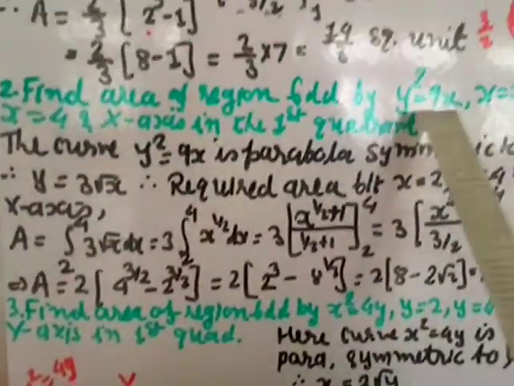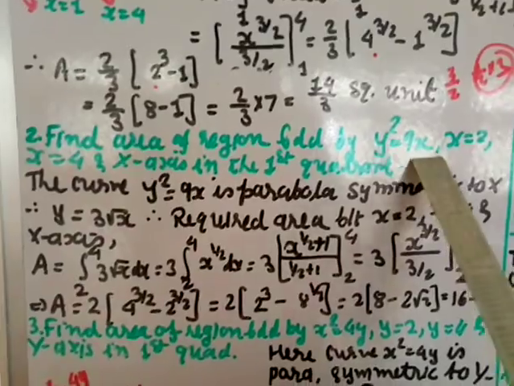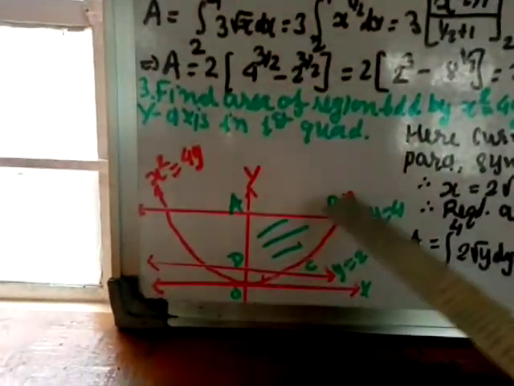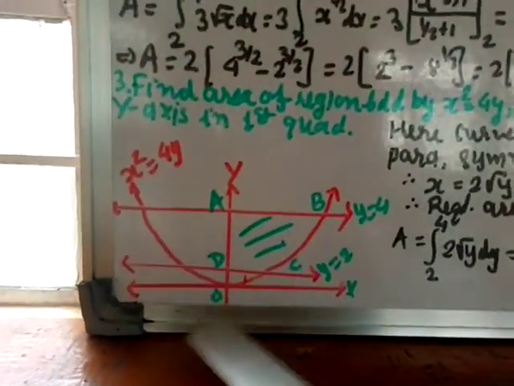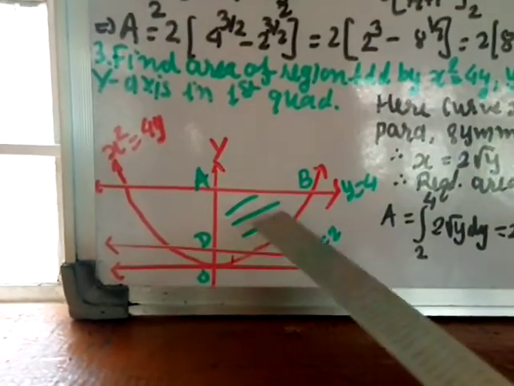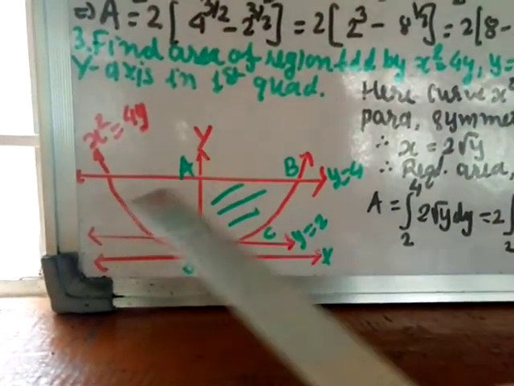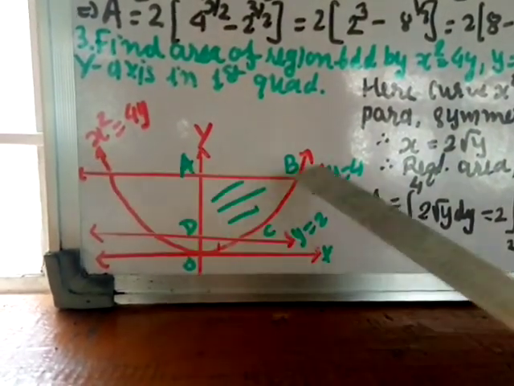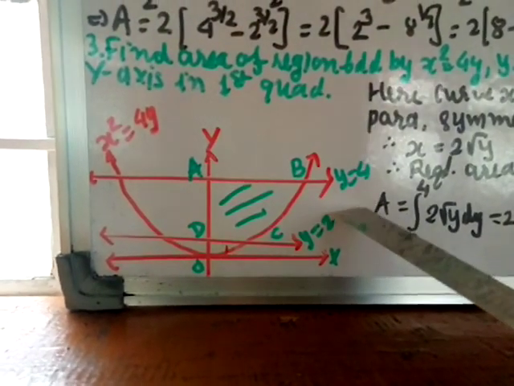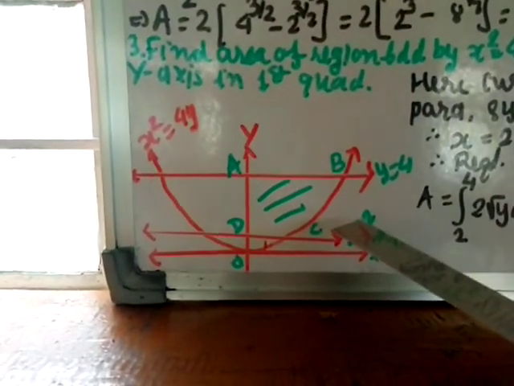Here also y square is equal to 9x is a parabola, but this parabola is symmetric to the y-axis. Both sides of y it is the same, so this is symmetric to the y-axis. First quadrant means this is the one, so this is the region you have to find. They have given us y is equal to 2 and y is equal to 4. So this will be with respect to y, so you have to write x is equal to.